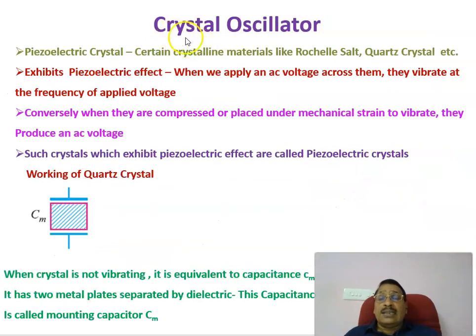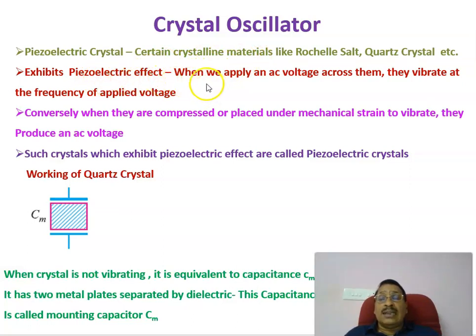Next, we'll see crystal oscillators. Previously, we have seen LC oscillators. Now, in a crystal oscillator, a piezoelectric crystal is used. Certain crystalline materials like Rochelle salt, quartz crystal, etc. can be used in crystal oscillators to produce oscillating frequencies, because these materials exhibit the piezoelectric effect.